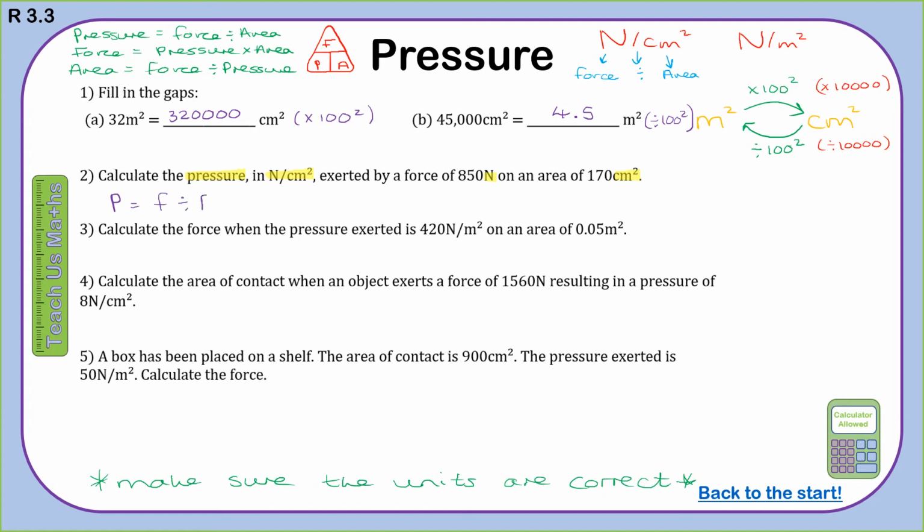Notice I am not writing out all the words, I'm abbreviating it to the letters. The force is 850 newtons divided by the area, which is 170 centimetres squared. So the pressure exerted by that force on that area is 5 newtons per centimetre squared.